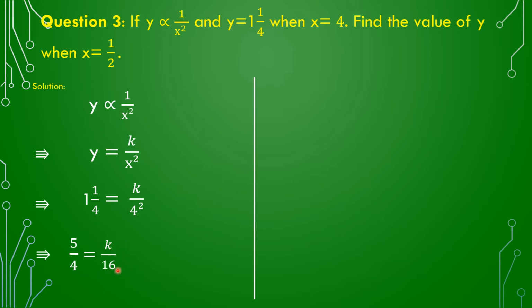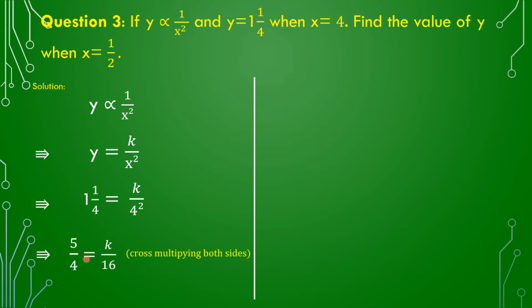How did we get this? 4 times 1 is 4, plus 1 is 5. So we have 5/4. The denominator remains the same. Here 4 squared is 4 times 4, which is 16. Because there's an equality sign here, what do we do?